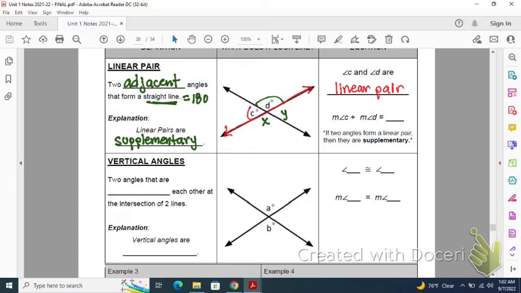So the difference between a linear pair and supplementary angles is that supplementary angles don't need to be adjacent. Linear pairs do have to be adjacent. Supplementary pairs can also be adjacent, but they don't have to. So measure of angle C plus measure of angle D is going to give you 180 by definition of a straight line.